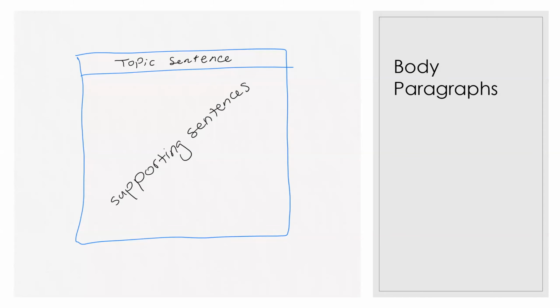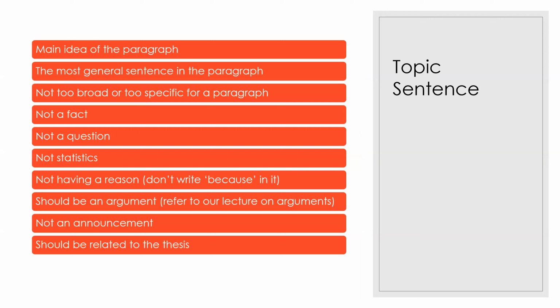You start with the main idea of your paragraph, and you continue with supporting sentences. Body paragraph, no conclusion. Okay, it's body paragraph. A topic sentence is the main idea of the paragraph. It's the most general sentence in the paragraph. So we are not talking about essay anymore. We're talking about paragraphs. It's not too broad or too specific for a paragraph of 200 words.